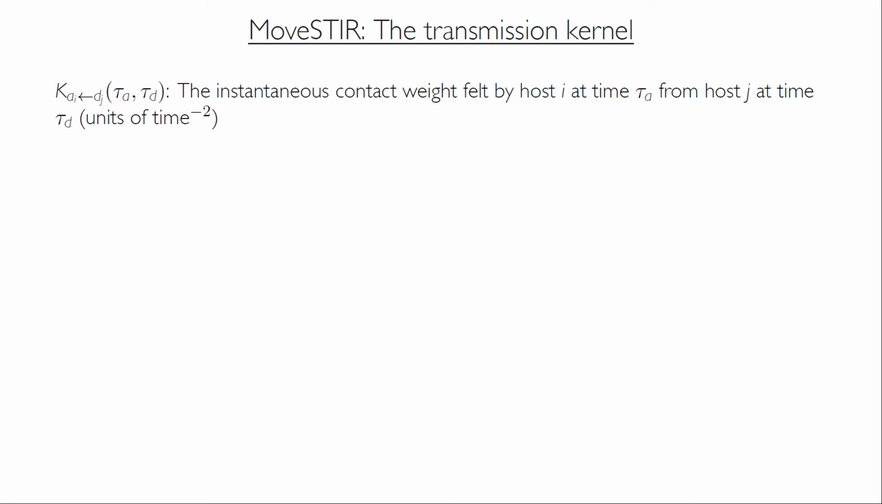Let's be a little more quantitative about our transmission kernel now. The exact definition of the transmission kernel is the instantaneous contact weight felt by host I at time TA from host J at time TD, with units time^-2. That's a mouthful, and that's totally fine. The key thing I want you to take away is that the transmission kernel defines an individual-level, directional contact weight. How host J experiences a contact weight from I, and how host I experiences a contact weight from J, are not necessarily symmetrical.